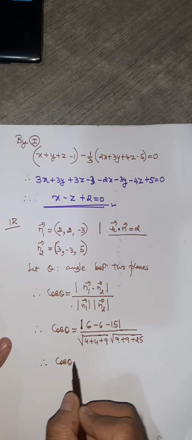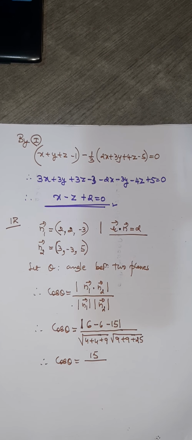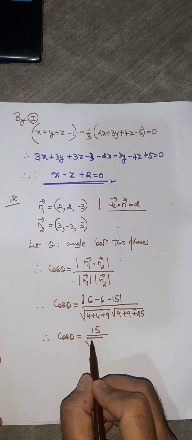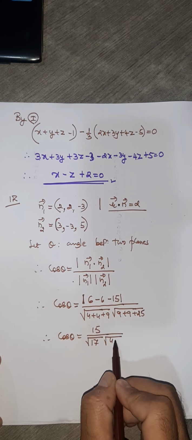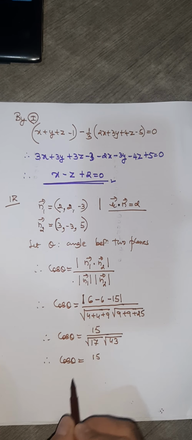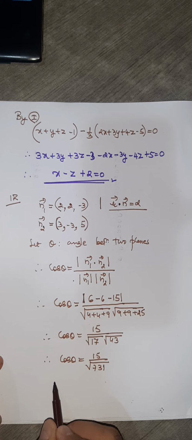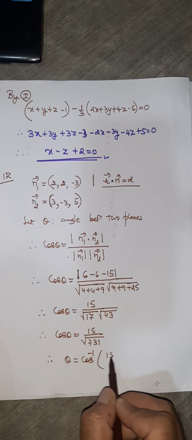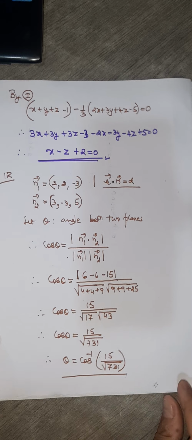So therefore cos theta equals to here 15 upon, if we simplify, so here this is root 17 into, what is this? This would be root 43. So cos theta will be here 15 upon root, just multiply these two, so 731. And therefore theta will be cos inverse 15 upon root 731. That's the angle between two planes.